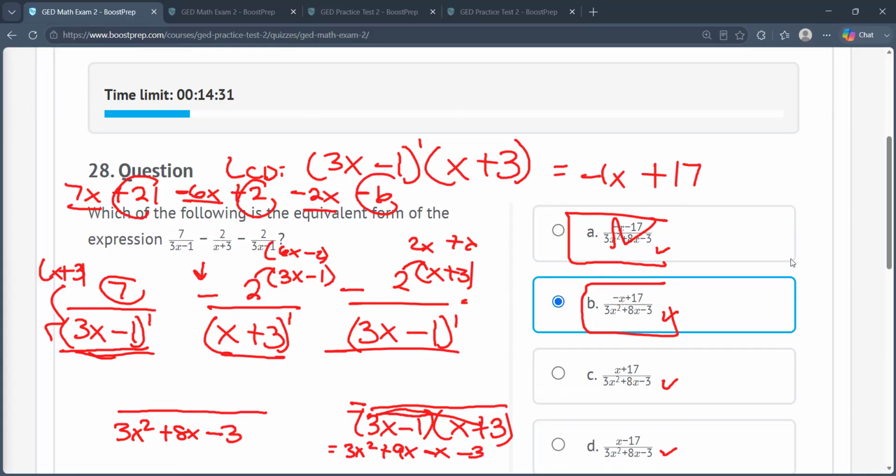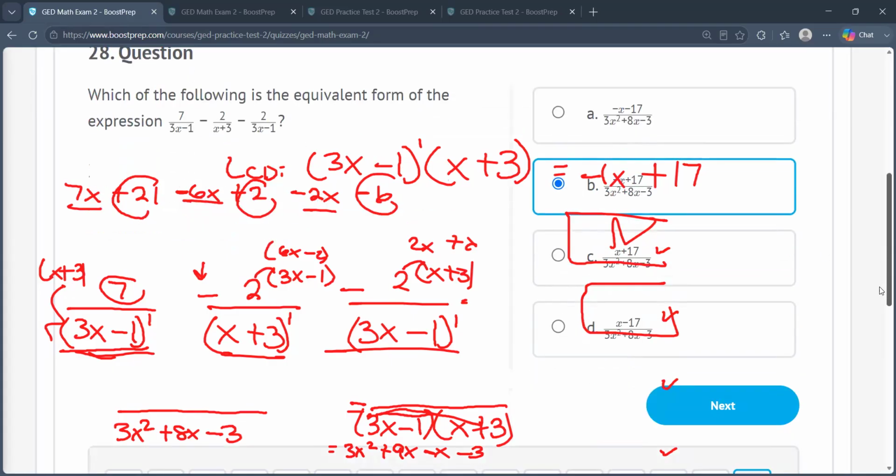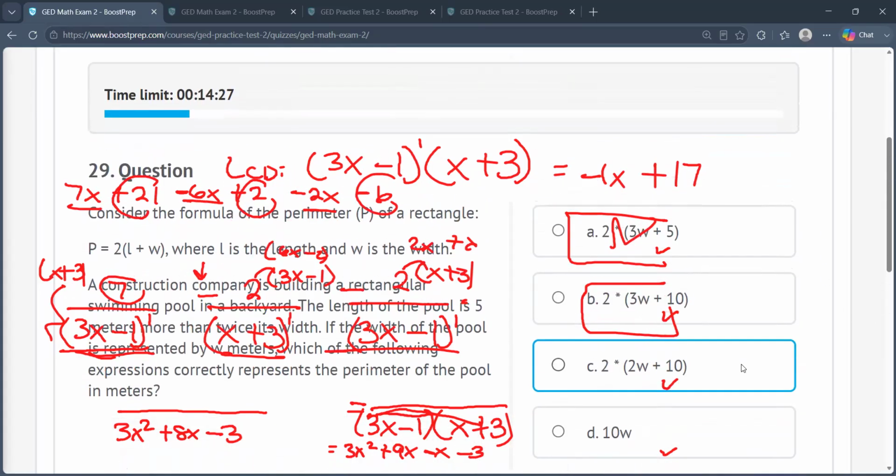Let me see. I think I'm just going to stop right here. So we stopped off on question 29. Let me put a little bookmark. Yeah, so 29. I'm going to stop here. There'll be like a third, maybe a fourth video.